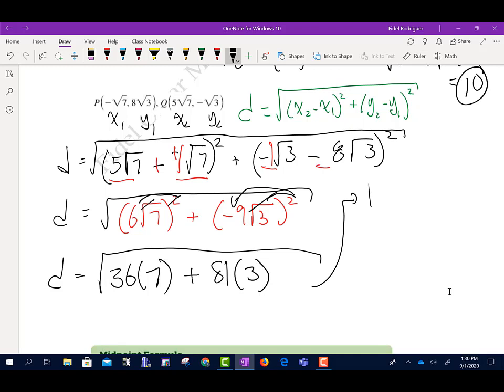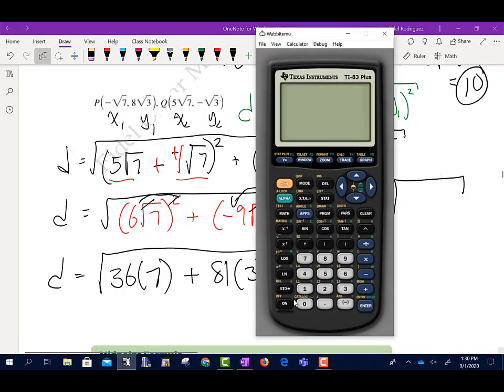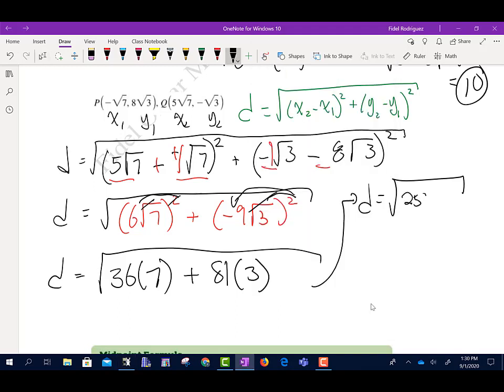Now let me take my calculator. I need to figure out what is 36 times 7. So turn it on, clear it out. What's 36 times 7? It is 252. So I'm going to put that right here, 252 plus, because there's a plus there. 81 times 3, I can do that in my head. That is 243. Now I'm going to add those together. 5 and 4 is 9. 495.